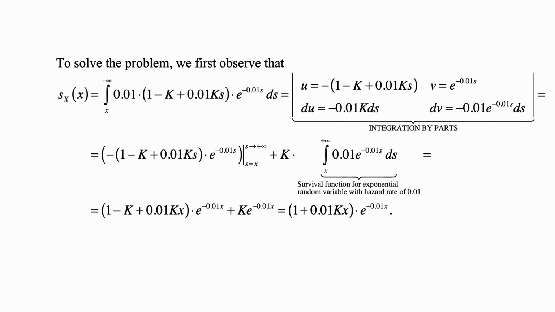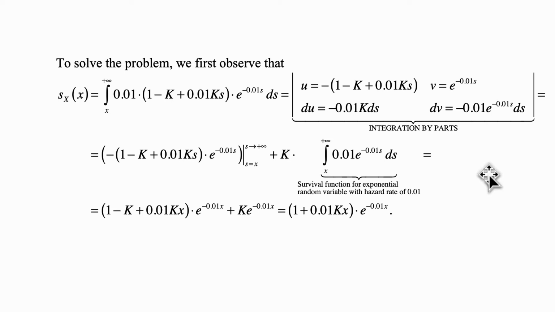We take u to be 1 minus k plus 0.01 ks, so that du is equal to 0.01 k ds, and dv to be 0.01 e to the minus 0.01 s ds. So of course you can see that we have u dv in this integral. And then v is equal to minus e to the minus 0.01 s. And therefore, this is equal to u times v evaluated from s equal to x to s going to plus infinity, minus, but minus minus, because there's a minus in front of 0.01 k ds, so plus k times the integral from x to plus infinity of 0.01 e to the minus 0.01 s ds.